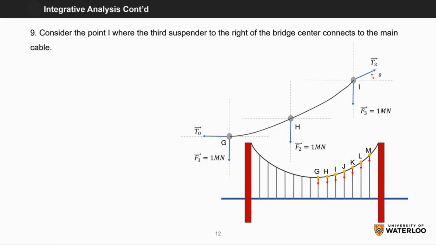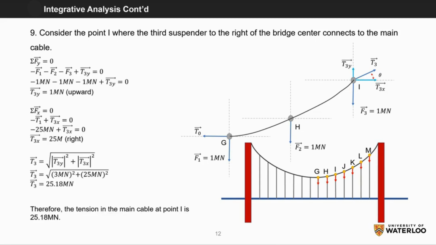Now let's consider point I, where the third suspender to the right of the bridge center connects to the main cable. Similar to before, F1, F2, and F3 are the suspender reactions supporting the crossbeam, T0 is the tension to the left of point G, and T3 is the tension to the right of point I. The angle at which T3 is projected is unknown, therefore we will be dealing with the components. Now using the equations of equilibrium, we find that T3y is 3 meganewtons and T3x to be around 25 meganewtons, which gives us T3 to be 25.18 meganewtons. Using the components, the angle can be determined to be 0.12 radians.